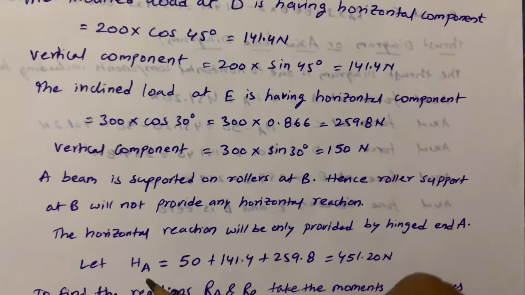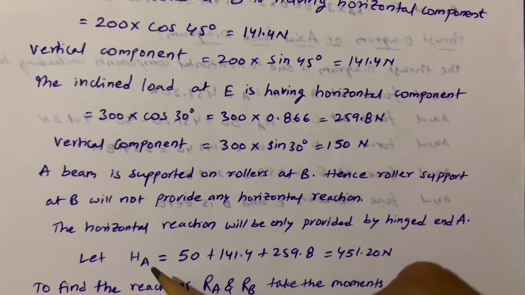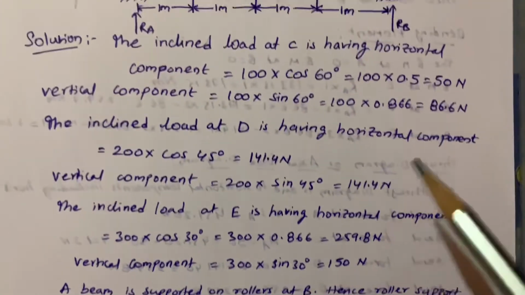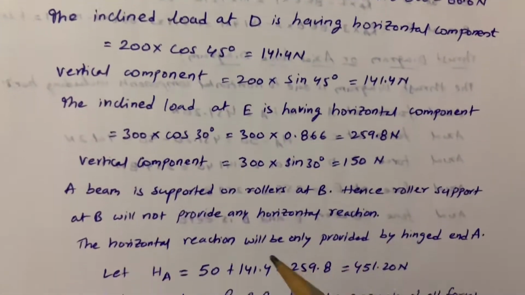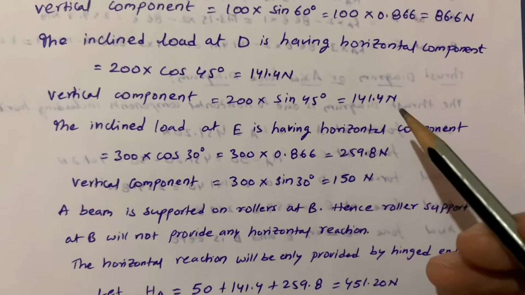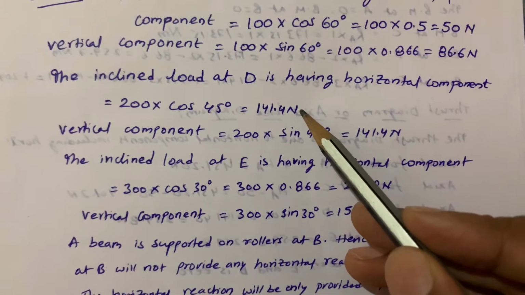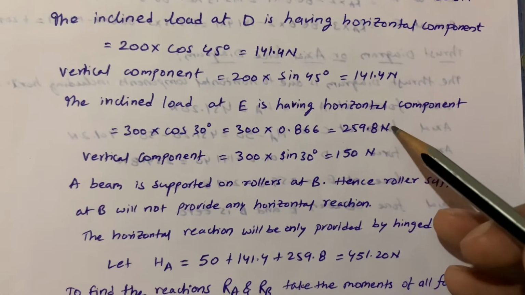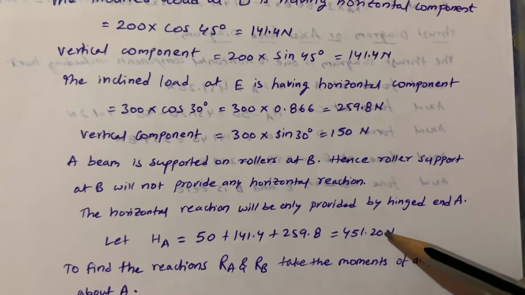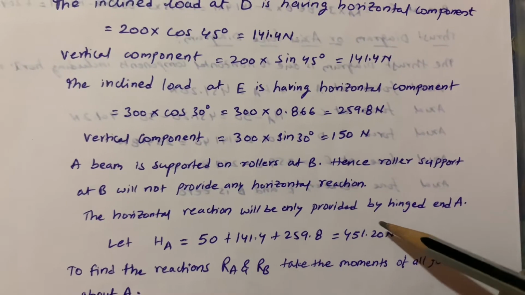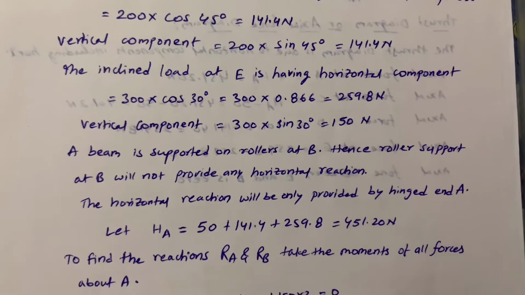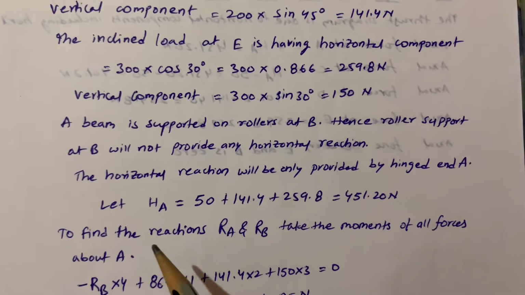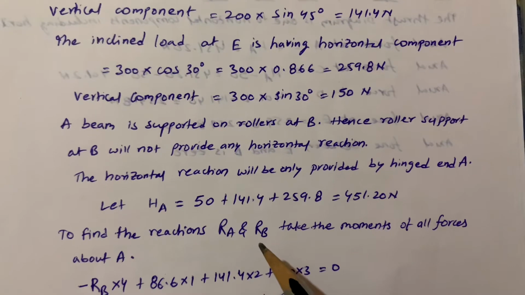So the horizontal reaction at A equals the summation of all forces in the x direction. The first one is 50. The second one is 141.4 horizontal component. And next, this one is 259.8. So I got 451.20 newtons. So this is the summation of all forces in the x direction, nothing but the horizontal direction. Now we have to find the reactions RA and RB.